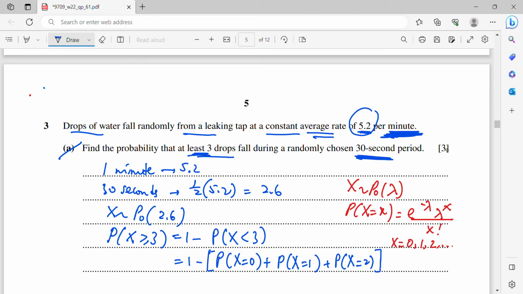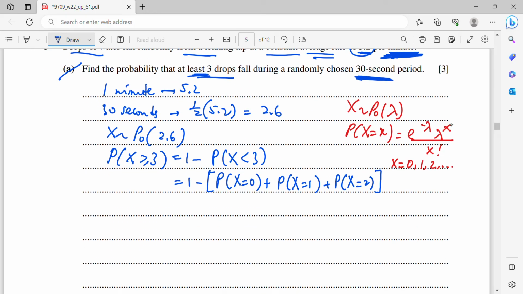Alright. So now use the formula. You will notice that the e is in common, right? Because e^(-λ) is a constant. So I will factorize the e^(-2.6) because your lambda now is 2.6. Then when x equals 0, based on the formula, λ power 0 will be 1, and 0 factorial is 1 as well. So I will just write 1 for the first term.